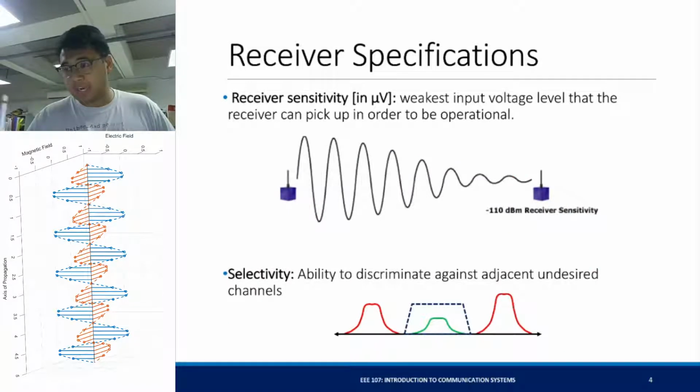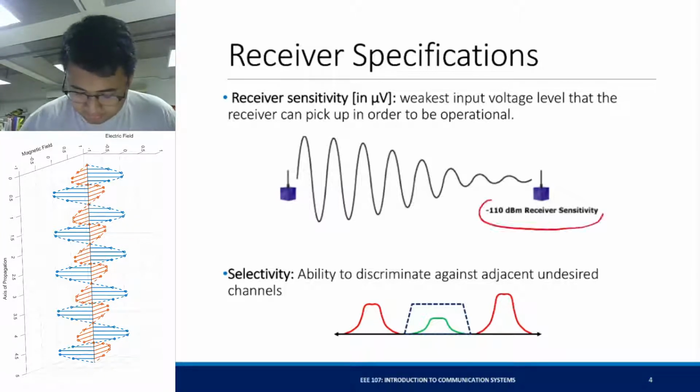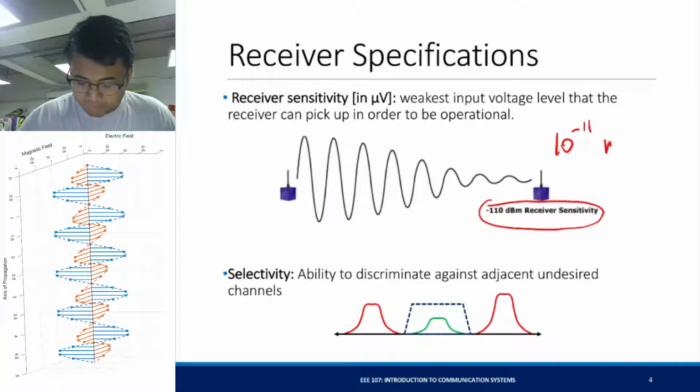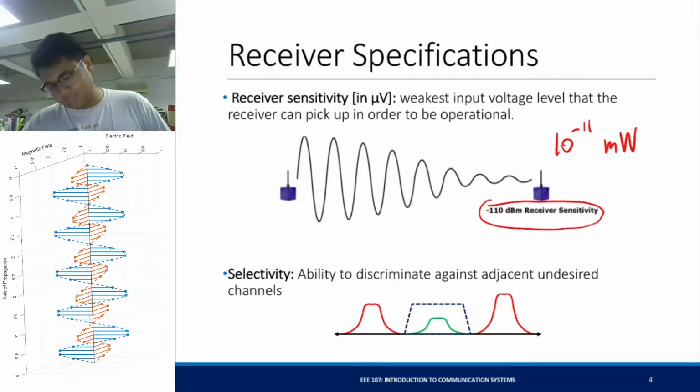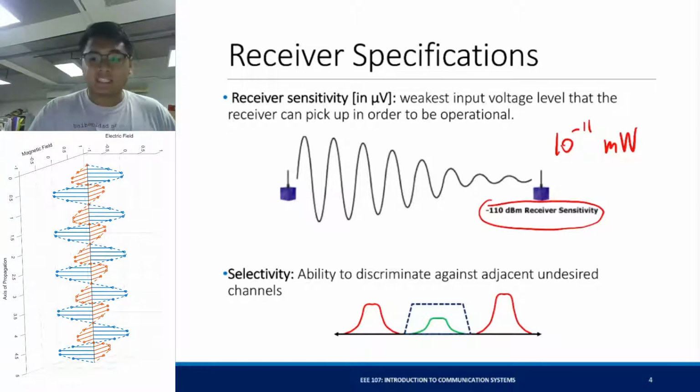So how do we characterize the receivers? How do we specify them? A parameter that you need to look out for when designing a receiver is its sensitivity. What is the weakest signal level that it can pick up? For a negative 110 dBm receiver, imagine how small that signal is. That is around 10 to the minus 11 milliwatts, or basically around a picowatt or so, maybe even a femtowatt. It's very small. You need to be able to design a receiver such that it will be that sensitive, that it can detect a signal that small.